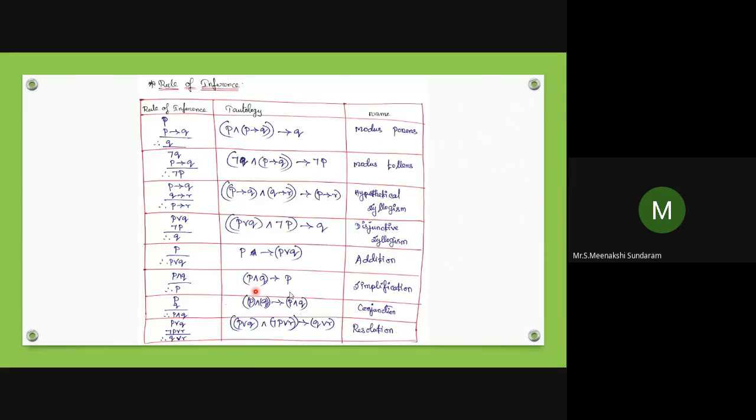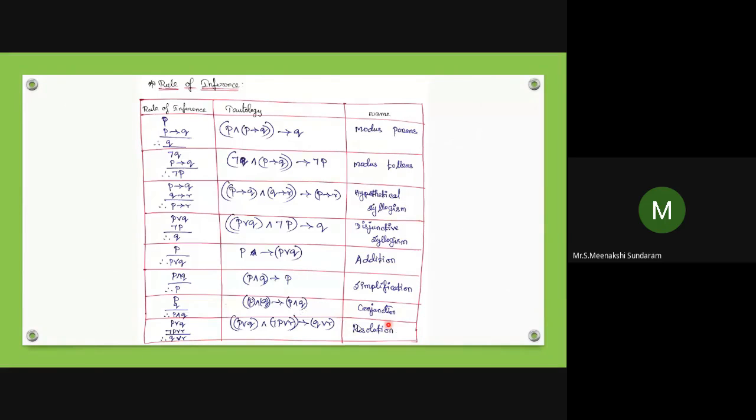From P conjunction Q I can write P or Q. That is simplification. Addition: one additional term I can add. Simplification reduces one term. Then conjunction: P and Q, comma meaning and, P comma Q, we can write P conjunction Q. Last one, resolution. P disjunction Q, negation of P disjunction R, we can write Q disjunction R. That is resolution.